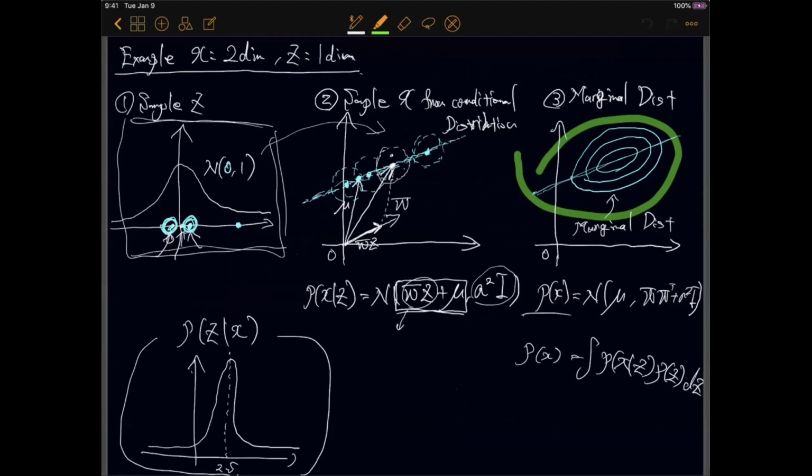Because the posterior distribution captures the uncertainty. Okay, right, thank you.